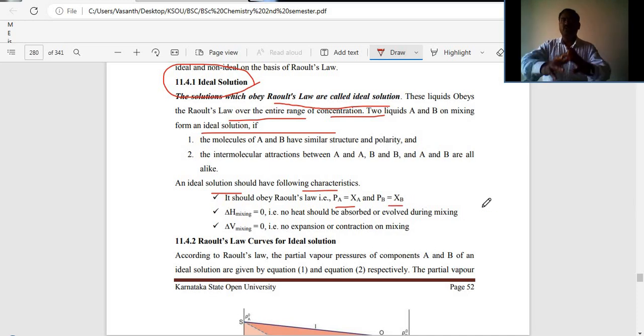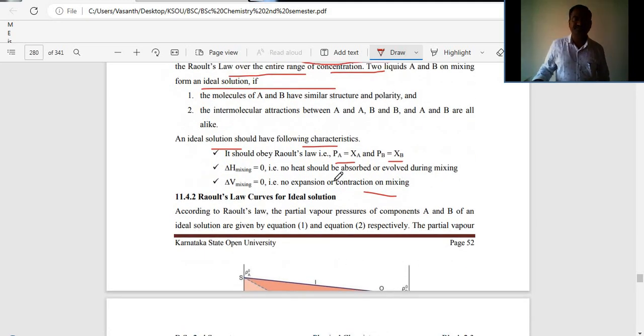When these two components mix with each other, the enthalpy of mixing is zero. No heat is liberated or absorbed. Next, delta V mixing is equal to 0, so there is no expansion or contraction on mixing. This is an ideal solution.